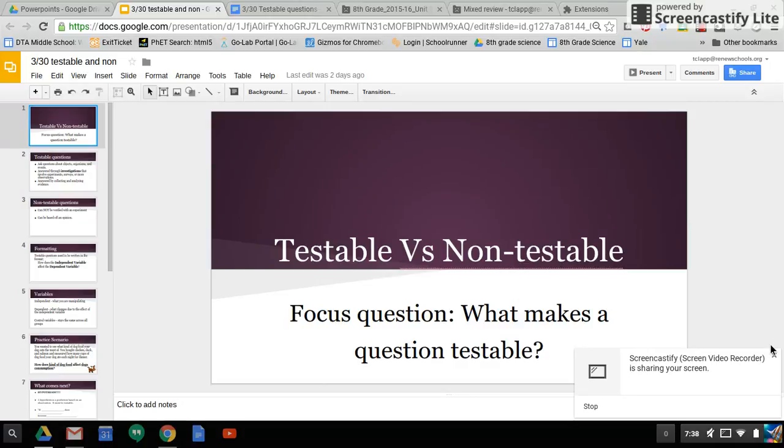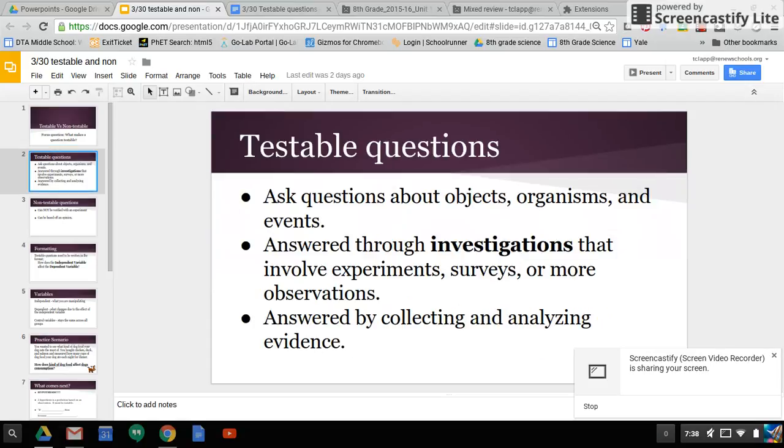Hey, 8th grade. So today we're going to start talking about testable and non-testable questions again, and our focus question is, what makes a question testable? Testable questions ask questions about objects, organisms, and events, and they're answered through investigations that involve experiments, surveys, or more observations. They're also answered by collecting and analyzing evidence.